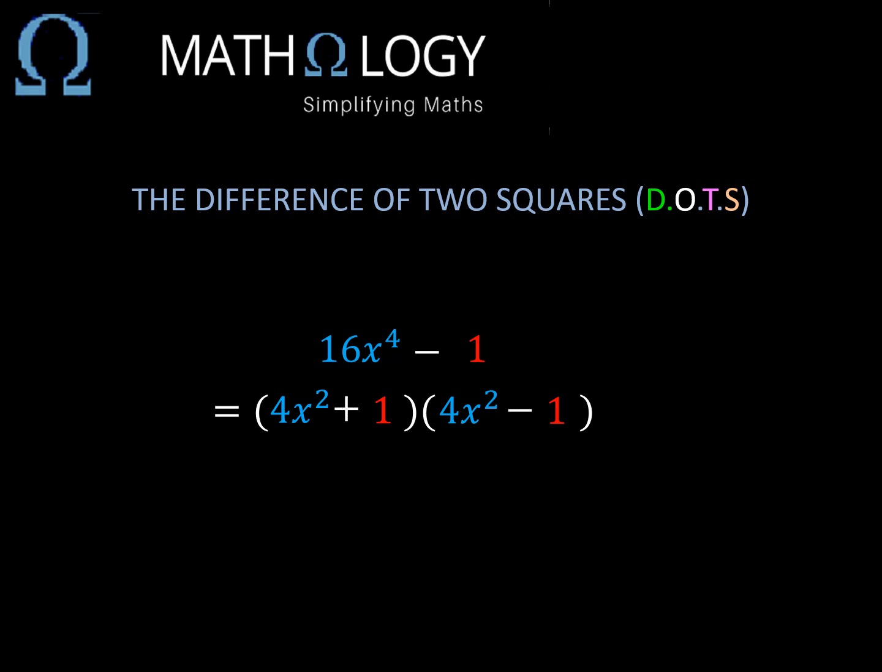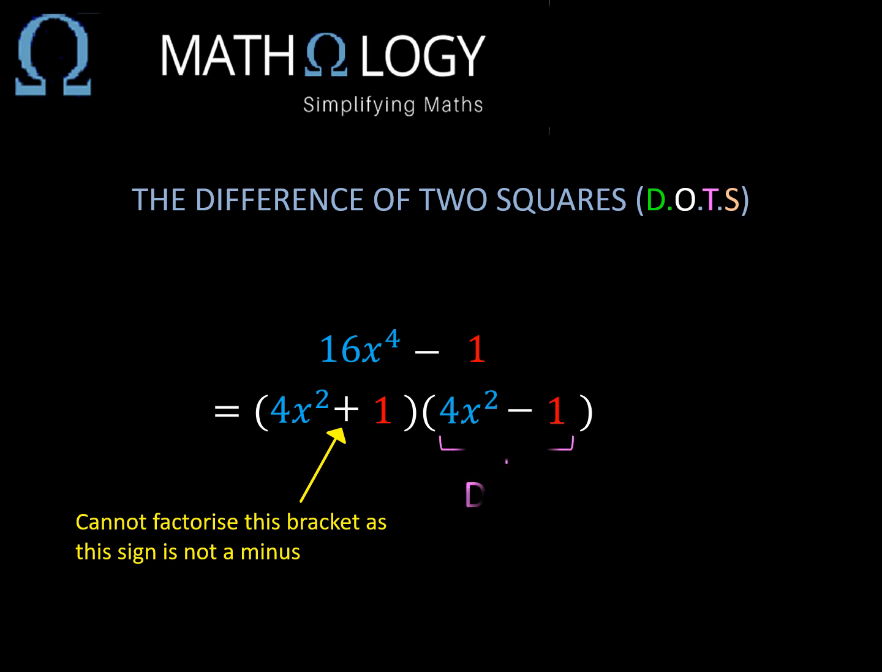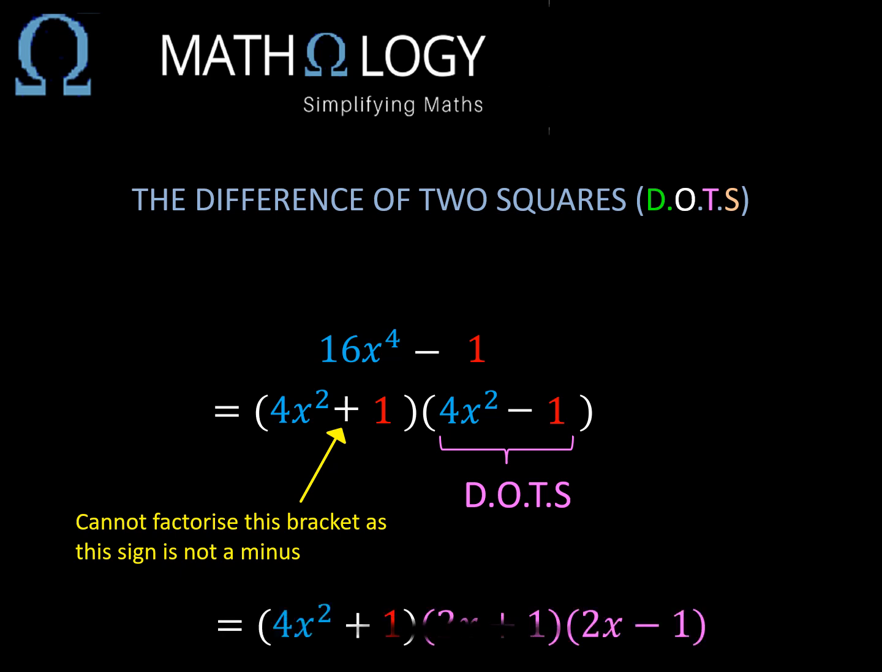This expression can be factorized further, since the second set of brackets contains two terms, both of which are square numbers. The same is true of the first set of brackets. However, the terms within these brackets can't be factorized since the sign separating the two terms is a plus sign. We can, however, factorize the second set of brackets using the difference of two squares. 4x squared minus 1 factorizes as (2x + 1)(2x - 1). 16x to the 4 minus 1 therefore factorizes as (4x squared + 1)(2x + 1)(2x - 1).